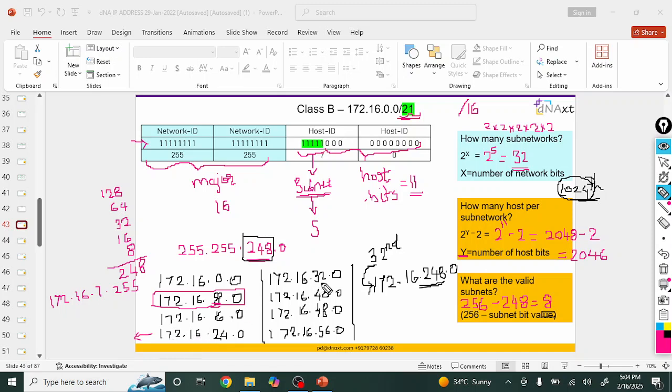यहाँ पे देखते हैं इसका वाला क्या आएगा, 172.16. नेक्स्ट इज 32, 31.255. अगर इसका लिखना है 172.16.55.255. और अगर लास्ट का लिखना है ब्रॉडकास्ट आईडी, तो 172.16.255.255. So that's all about slash 21.